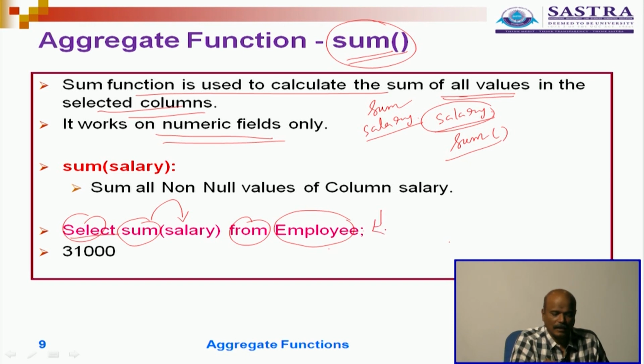Once you press enter, the output given by the system is 31,000. Another point you need to notice: again, it skipped the null values. It gives the sum of all not null values available in the field called salary. So this is the purpose of the function called sum.